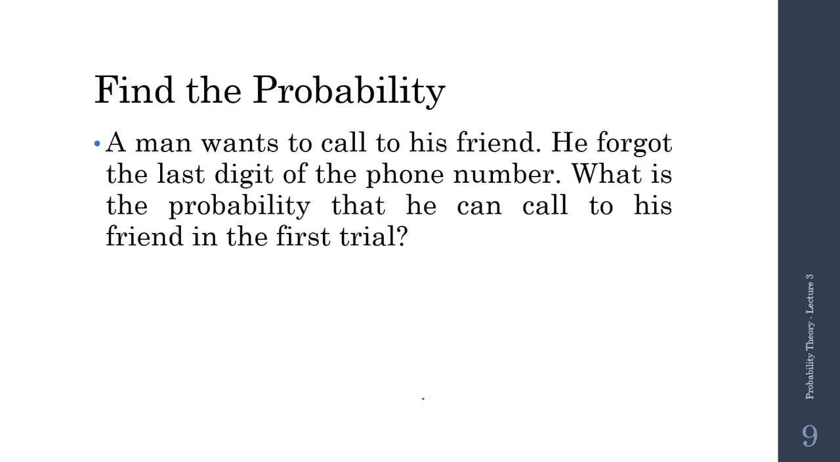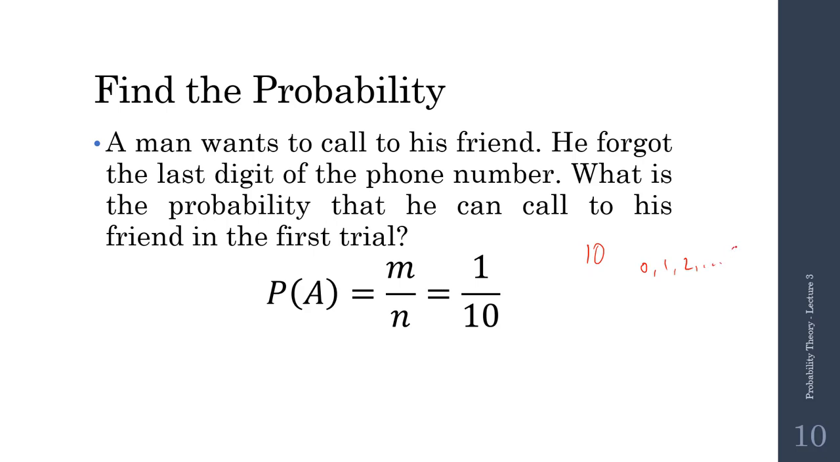Here are some questions. A man wants to call his friend. He forgot the last digit of the phone number. What is the probability that he can call his friend in the first trial? P of A equals m over n, 1 over 10. He forgot the last digit. How many digits do we have? We have 10 digits starting from 0, 1, 2, till 9. He forgot just one digit, so the correct one is any of them. So one of them is correct. Total number of digits is 10, so 1 over 10. This is the probability he can call his friend on the first trial.